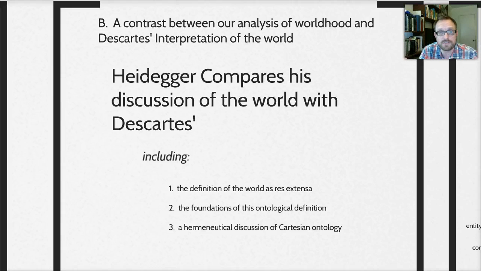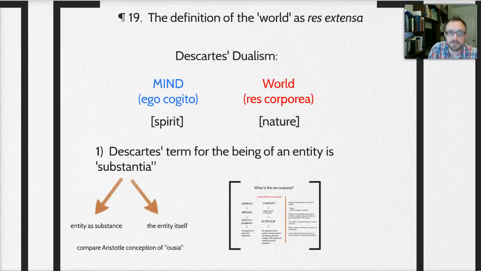I mean, he also offers a very seminal and really large, important critique of Descartes, quite unsettling. But what he's going to do in section B is he wants to understand the definition of the world as extension, as res extensa. He wants to understand, too, the foundations of this ontological definition, and then finally he's going to give us a hermeneutic discussion. That is, he's going to interpret it and tell us what it means according to, obviously, his philosophy, right?